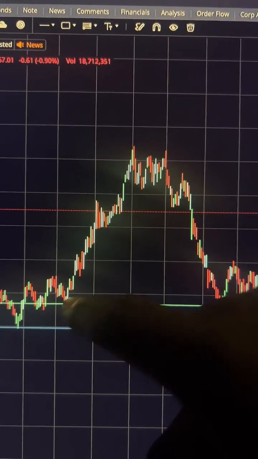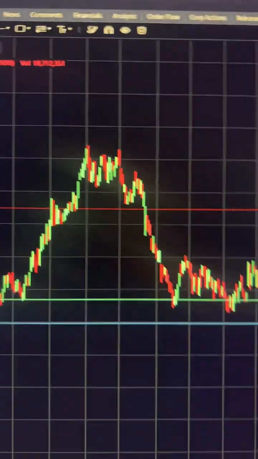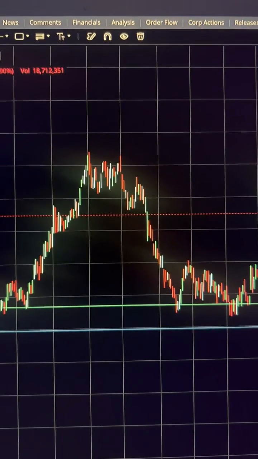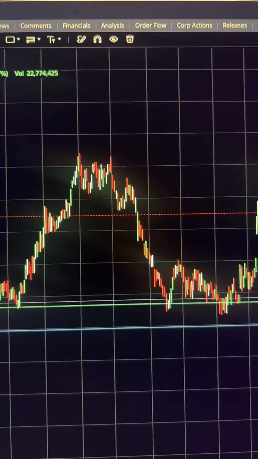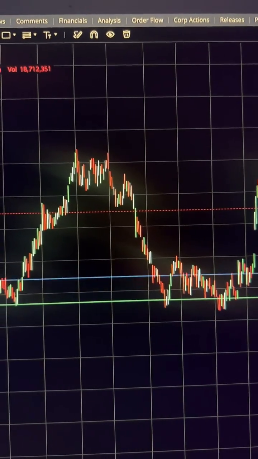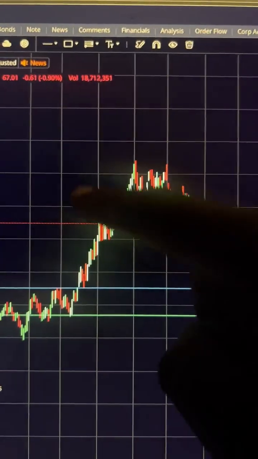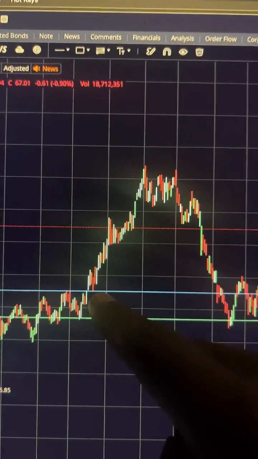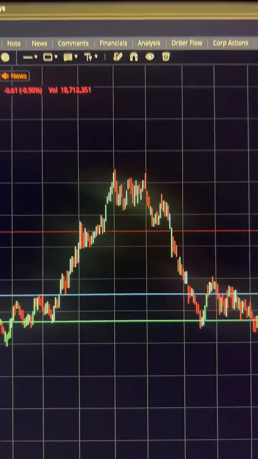As soon as the price went up to this level, I took my stop loss and manually changed it, moving my stop loss up. So now if it comes back down, it takes you out of the trade profitable. You get to walk away with that money.